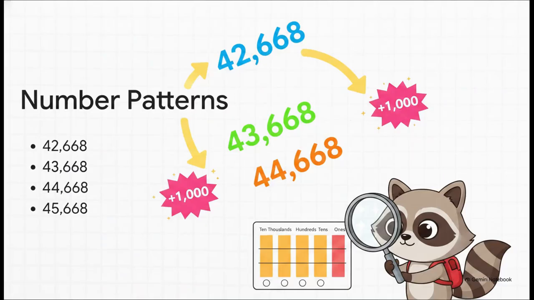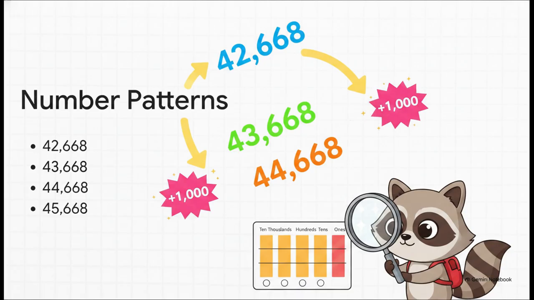And here's where it gets really cool. Once you nail down these place values, you basically unlock a superpower for spotting number patterns instantly. Check out this sequence: 42,668, then 43,668, then 44,668.